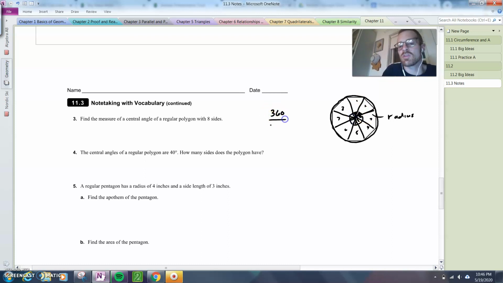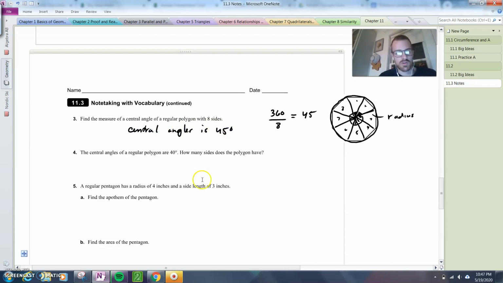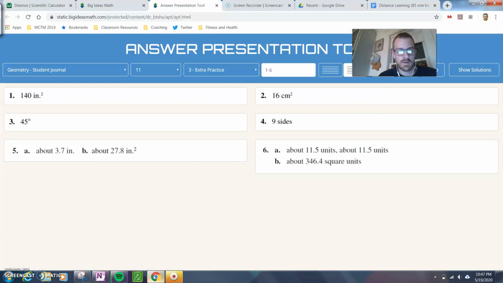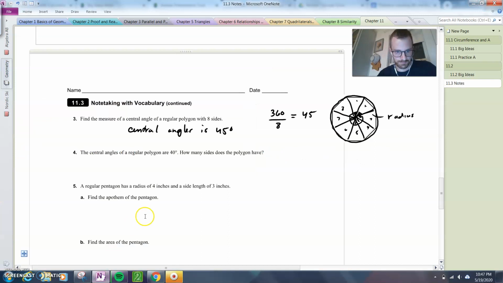So to find that, we're just going to do 360 divided by 8. Now in this case, I know 360 divided by 4 is 90, and then, well, if you type this in, I think you should get 45. So each one of these central angles is 45 degrees. Let me just make sure I'm right on that. Yeah, good to go. All right, so let's jump back to the notes.